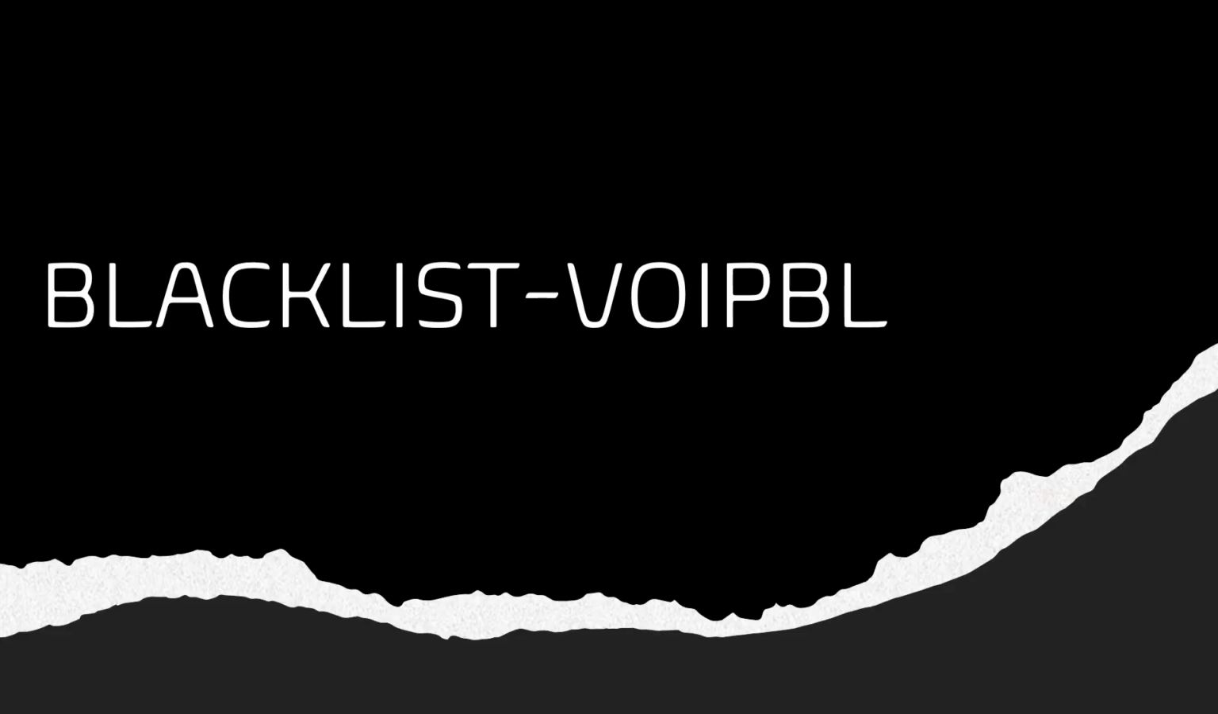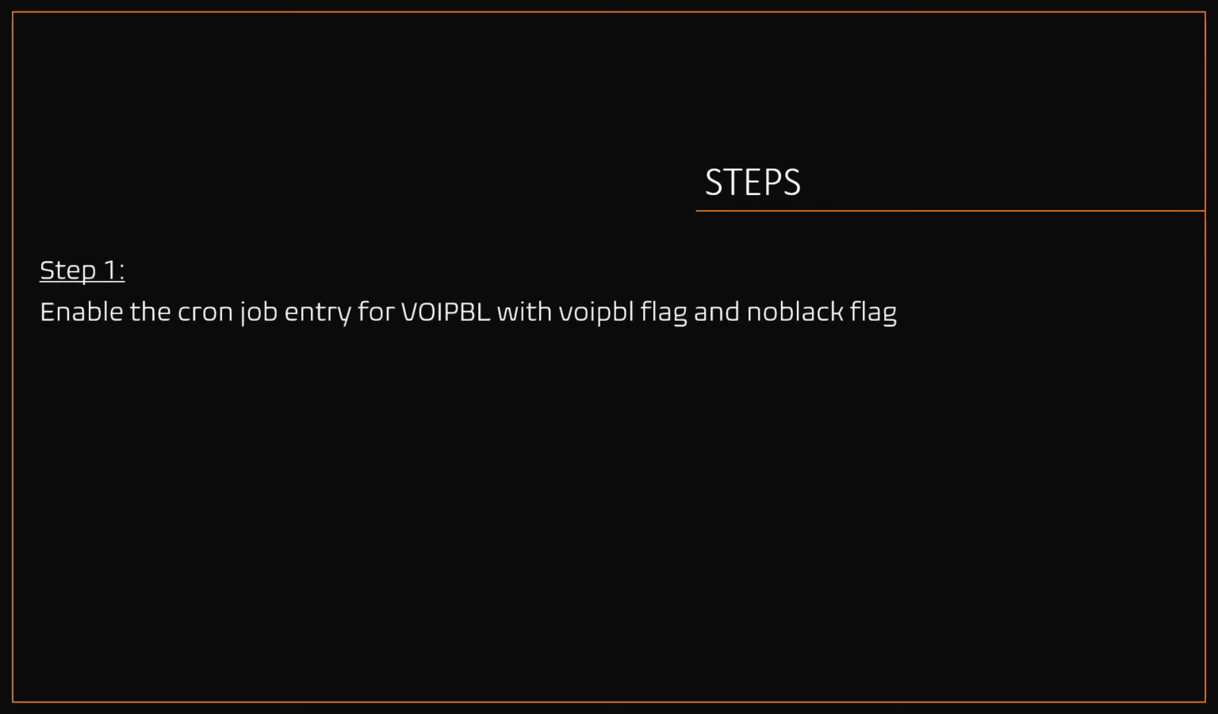Vicibox VoipBL Blacklist Firewall Configuration. Steps to configure and enable VoipBL Blacklist Configuration. Step 1. Enable the crontab entry for the Vicibox Firewall script, with the VoipBL flag and no black flag. As said earlier, you can run both ViciBlack as well as VoipBL security together.